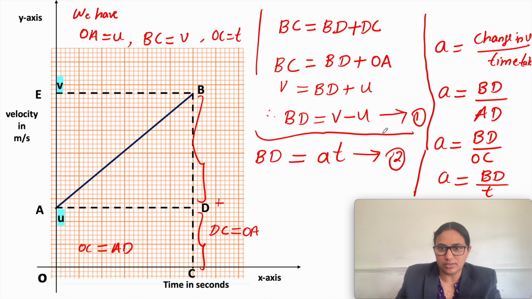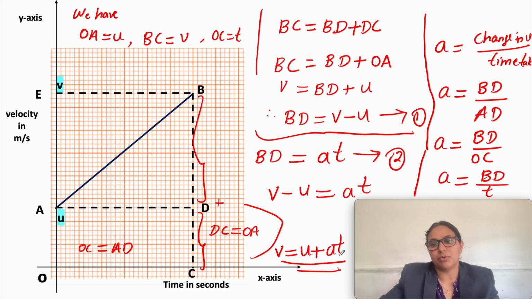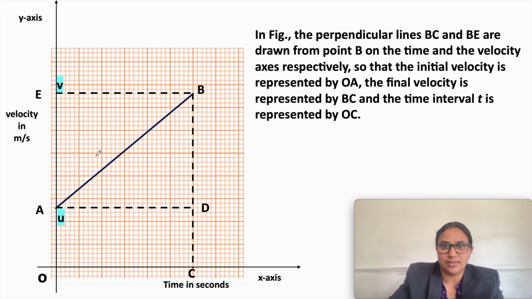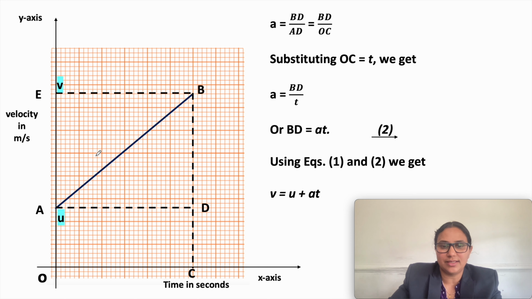So we have equation 1 and equation number 2. If you equate them, what we get? V minus U is equal to A T, or the final equation we get is V is equal to U plus A T. So we got the equation V is equal to U plus A T. That is the final equation. If you want to know how to write this derivation, I am giving it here, and the next step is here. This is the derivation. That is how you go step by step. Then finally we get V is equal to U plus AT.